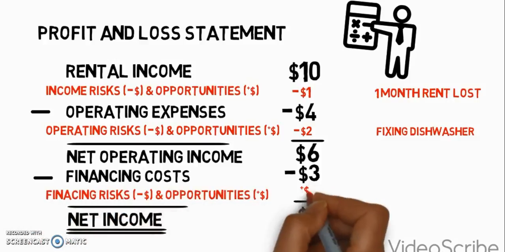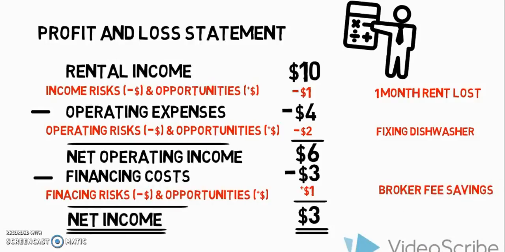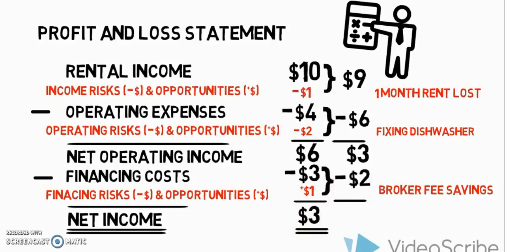In the financing cost section, we have an opportunity to save money on broker fees of $1. So we added back this savings of $1. This results in new rental income of $9. New operating expenses of minus $6, net operating income equals $3. Financing cost was decreased by $1. We ended up with net income from rents equal to $1. Using a risks and opportunities tool helps us make our investment analysis more accurate.